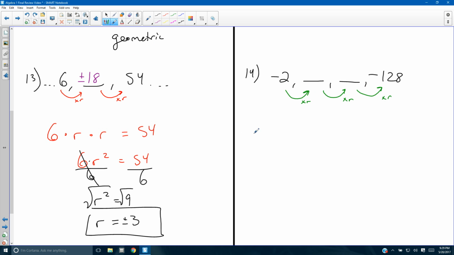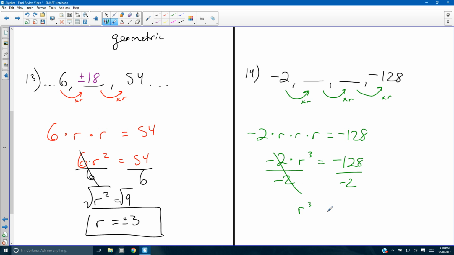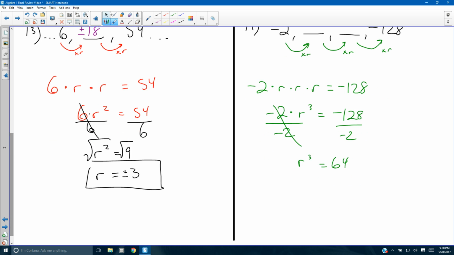It looks like 3 times. Negative 2 times R times R times R equals negative 128. Negative 2 times R cubed equals negative 128. Guess what? We're not going to be dealing with cubics, I don't think, really much on this final. But divide by negative 2, R cubed, negative 128 divided by negative 2 is positive 64.